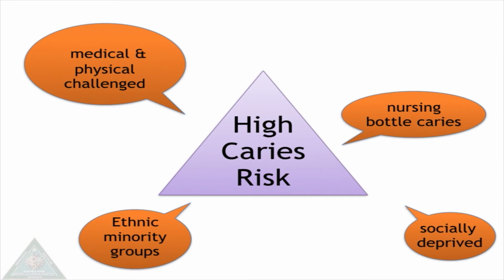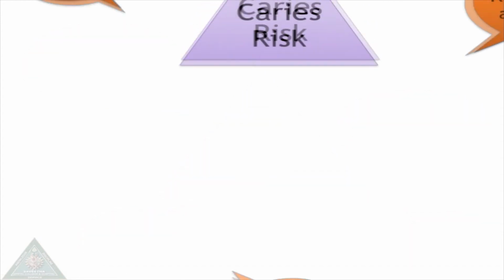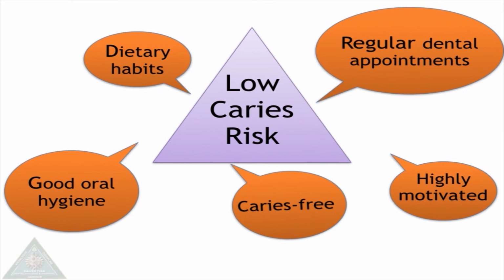Who are high risk patients? The high risk patients are medically and physically challenged patients, the children who are fed with a nursing bottle, and third, the socially deprived, children from low socio-economic status and ethnic minority groups. Who are the children at lower caries risk? The children who have proper dietary habits and have regular dental appointments, the children who are motivated for the dental treatment, the patients who are caries free, and the children who have good oral hygiene.